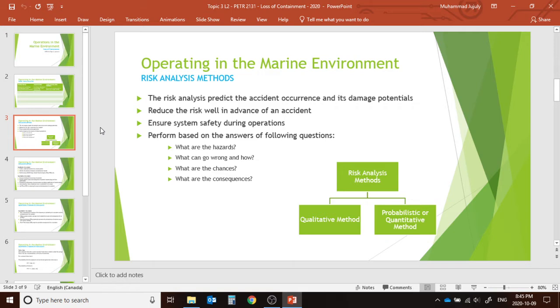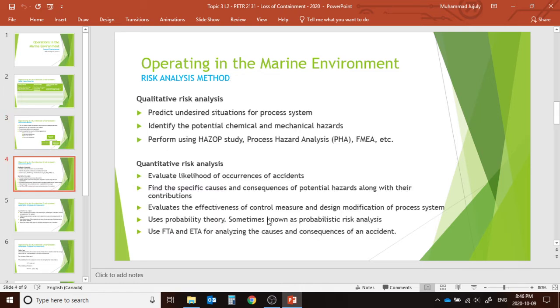Okay, very important questions. Now there are mainly two different types of risk analysis method. One is the qualitative method, another is the probabilistic or quantitative method. As the names explain, it's kind of self-explanatory. The qualitative method gives some idea based on qualitative analysis, and the quantitative method is based on numbers. Let's learn more about these different methods.